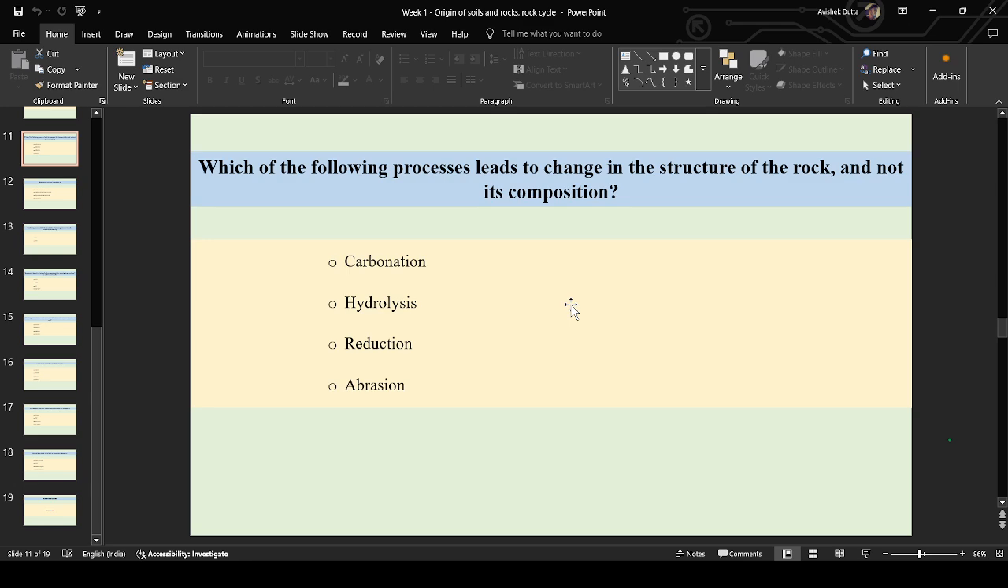I'll repeat the question. Which of the following processes leads to change in the structure of the rock and not its composition? First option is carbonation. Second option is hydrolysis. Third option is reduction. And the last option is abrasion.